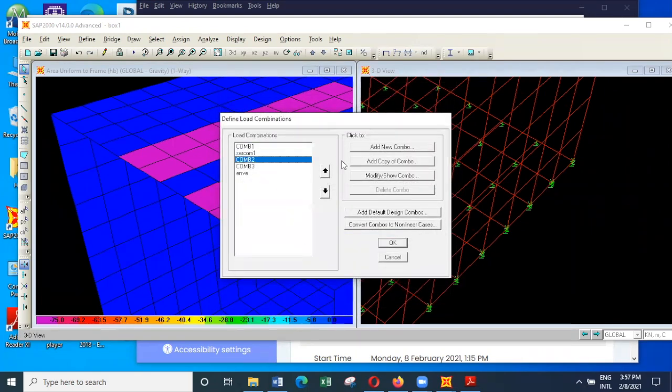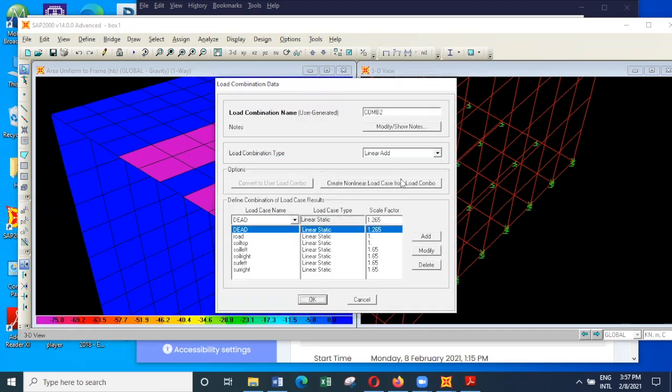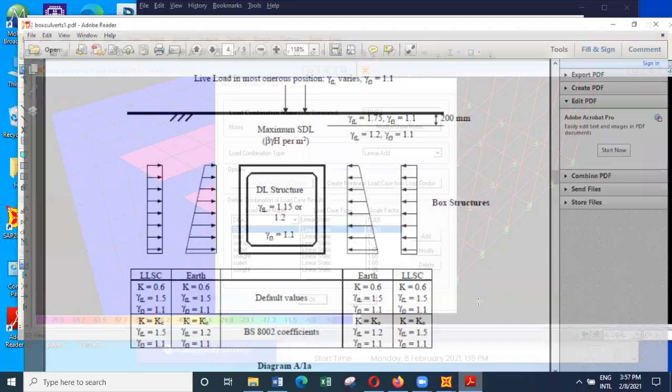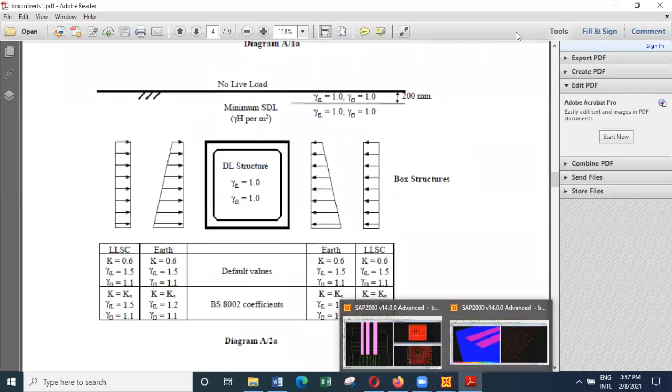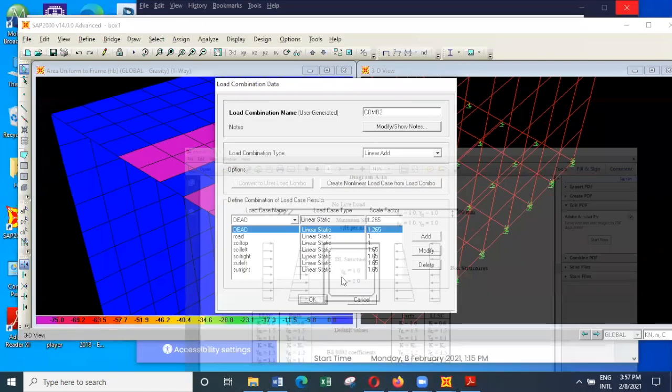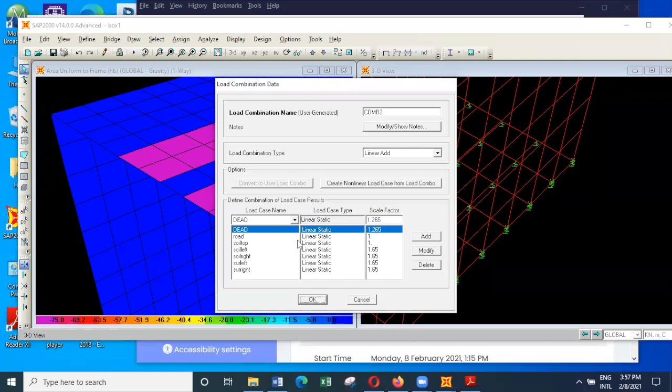Then let's look at combination 2, which is the next combination. Here you can see that we have the minimum load here, but these are kept maximum. So here you can see dead load is 1.265, but road, soil top, all are 1, others are 1.65.